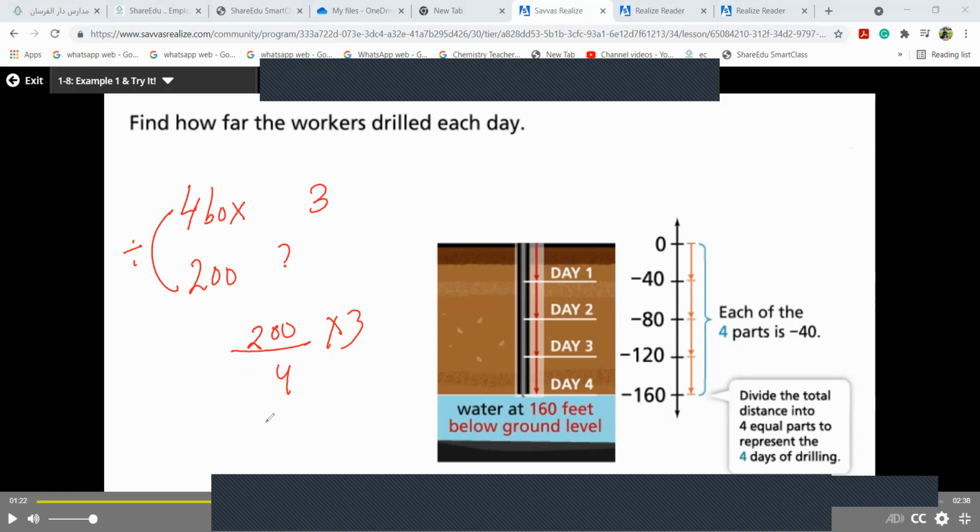So any number of boxes I can get with this proportionality way. This is the way you have to learn. I have explained this a lot last year and made them practice in class. So do you know this? 4 boxes, 200. 3 boxes, how much? You will divide this and you'll multiply.